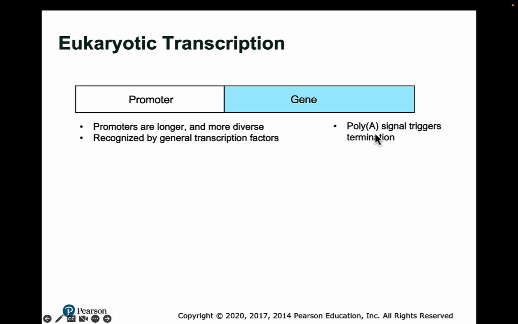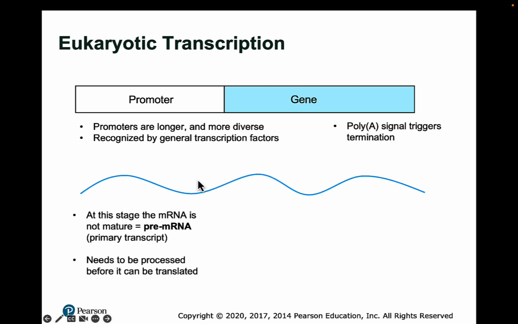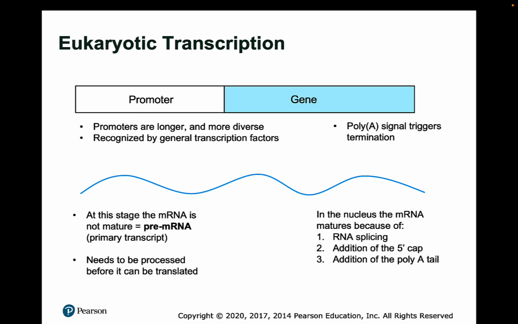Another difference is that there's a signal towards the end of the gene that's a poly-A signal, and this triggers a poly-A termination and then a poly-A tail to be added. So at this stage, the mRNA is not mature once it's produced. And as I mentioned, we call this the pre-mRNA or the primary transcript. So we have transcription, we have our mRNA, but this isn't ready yet. It's a pre-mRNA. And it needs to be processed before it can leave the nucleus and be translated.